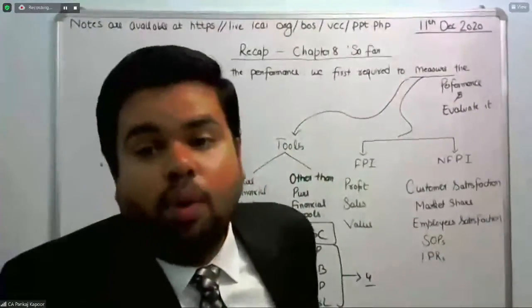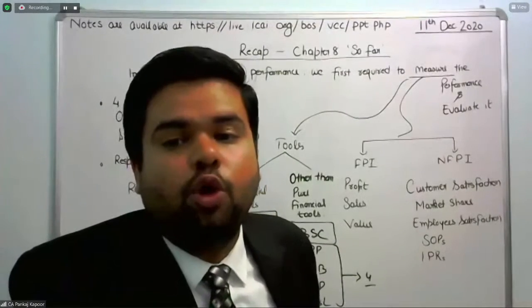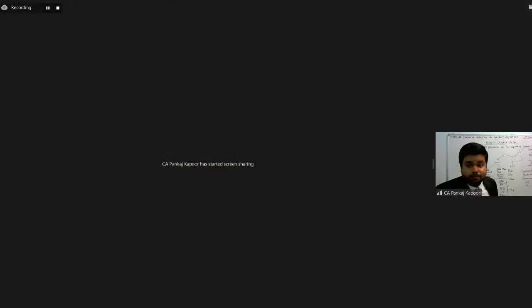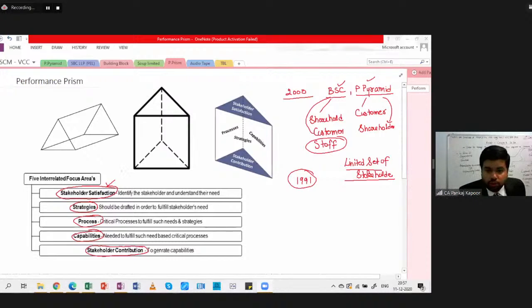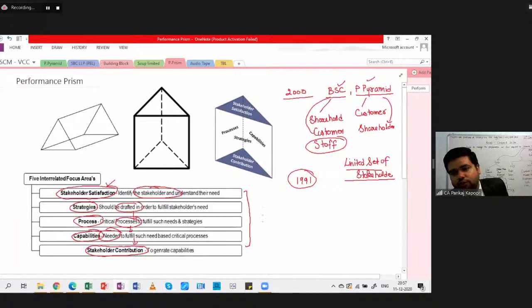What does the model say? In order to meet the stakeholders' expectation, you need to make a strategy. In order to attain the strategy, you need to devise or define the processes. In order to perform the processes, you need to have resources. And in order to get the resources, you again move back to the stakeholder contribution. So this model is based upon the principle of quid pro quo. This is mentioned in chapter number 1 of the book: we take contribution from the stakeholder, and in return fulfill their expectation by giving them satisfaction.